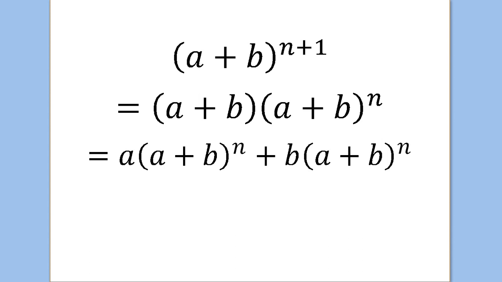These are just algebraic tricks. So we can say that's equal to a times (a + b)^n plus b times (a + b)^n. We've basically expanded the second line. So now we need to work out what are these things. What is a times (a + b)^n, and what is b times (a + b)^n? We need to find out what they are in factorial form.